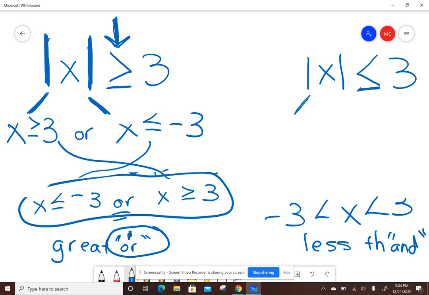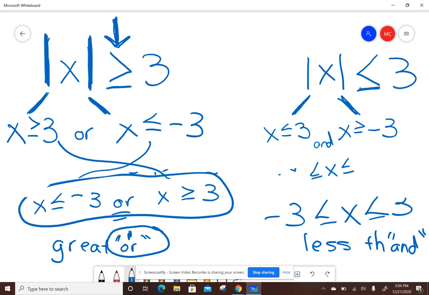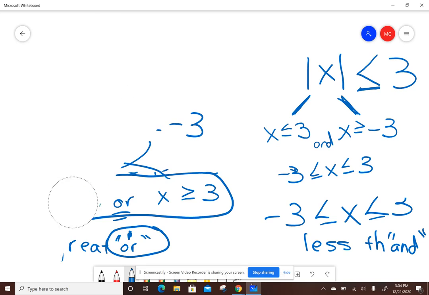So let's look at this one. Here, we write exactly what we see for the first one. For the second one, we change the direction of the sign and we make the other one negative. So X is less than or equal to 3 and it's greater than or equal to negative 3, which can be written, remember, inequalities can be written either way, that X is literally in between 3 and negative 3. Okay? So that's absolute value inequalities.